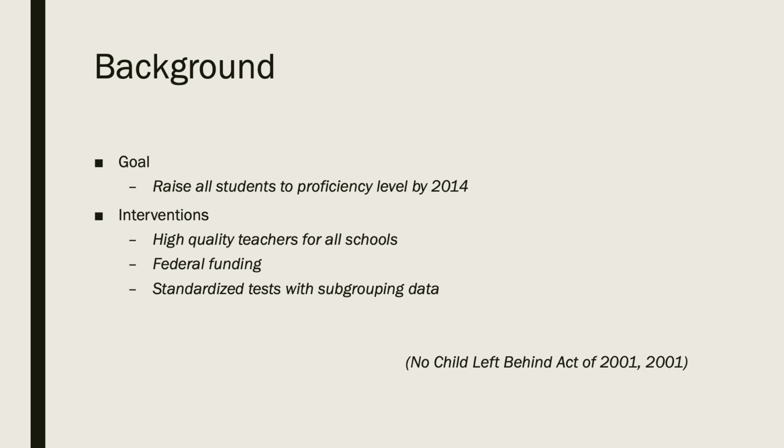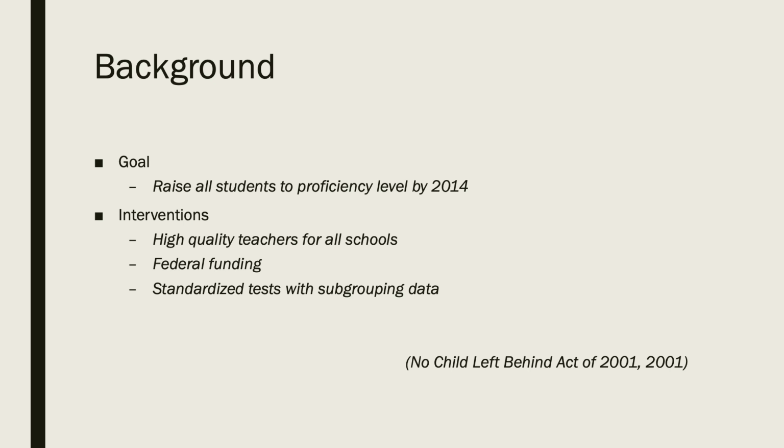And then a few interventions that they put in place to reach this goal was number one, they wanted high quality teachers for all schools, and this just means that every teacher had a bachelor's degree in the subject that they were teaching. There's also federal funding, and it was used as an incentive for schools to meet their adequate yearly progress goals that are known as AYPs. So basically, how it works is if the schools meet their AYPs, they get the federal funding, but they can have the funding taken away if they routinely do not reach the AYP goals.